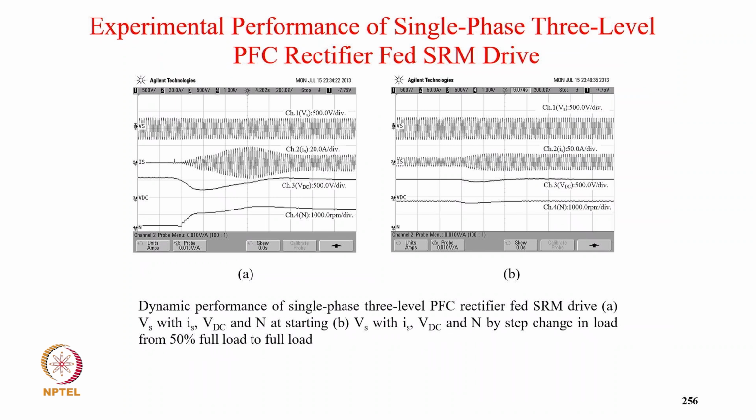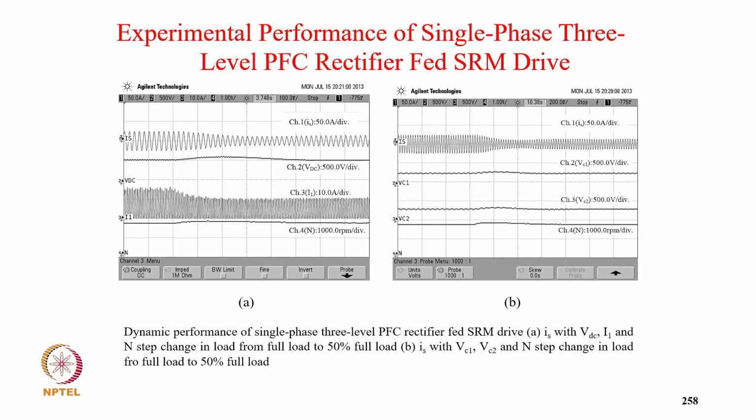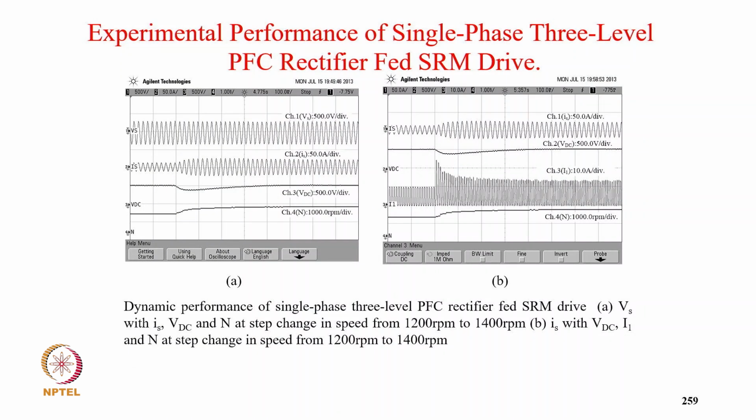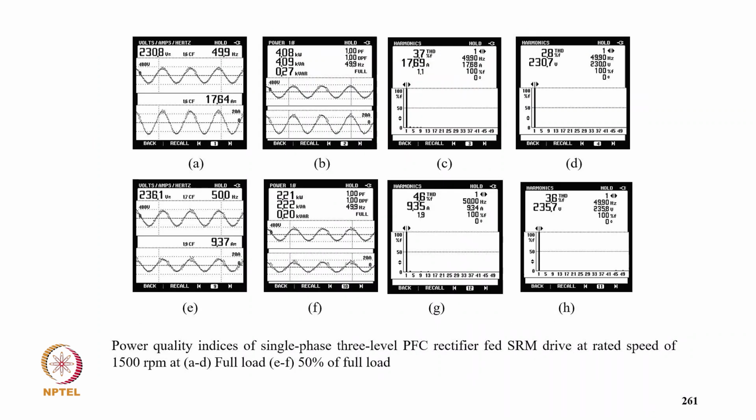And then for the dynamic performance of the 3-phase drive, we have the starting, and then a step change in the load, from 50 to full load and from full load to 50. Then we have the dynamic performance again with the load change, and this is the dynamic performance of the single phase drive with the speed change from 1200 to 1400 RPM, and the performance of the 3-phase drive at a step change in speed from 1200 to 1400 RPM.